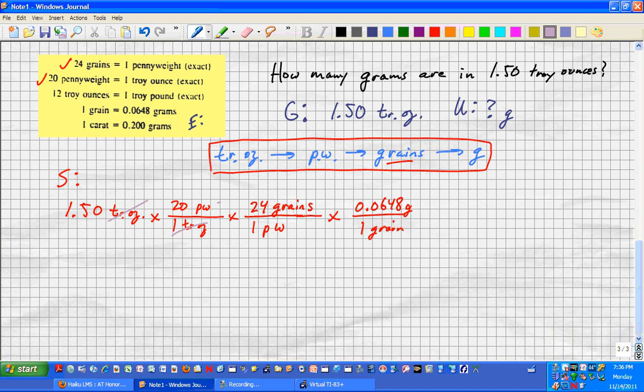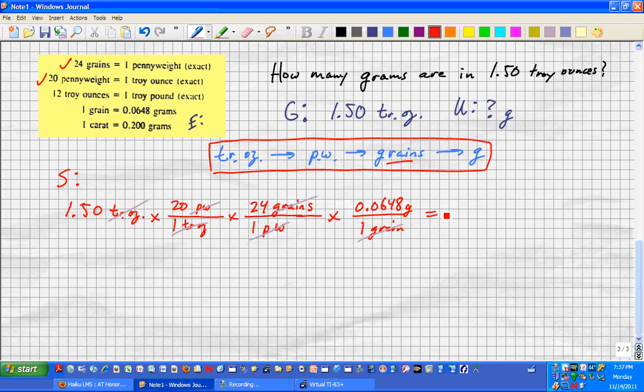Troy ounces cancels troy ounces. Pennyweights cancels pennyweights. Grains cancels grains because I got this on top, this on bottom, this on top, this on bottom, this on top, this on bottom. It's another pattern you can look for, this diagonal kind of setup here. So I'm left with grams, which is what I was looking for. Grams is the only unit that didn't get canceled out.